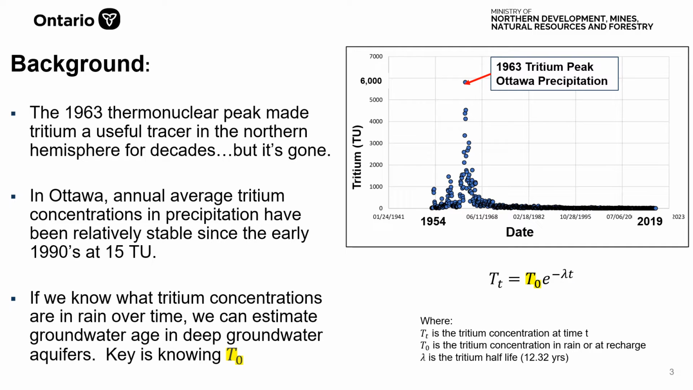So the loss of the bomb peak as a time marker means that we really don't have a good handle on our tritium input function across southern Ontario, outside of where we have precipitation monitoring. And so that means that to estimate groundwater age with tritium, you also need to sample for its daughter product, helium, which can be costly and tedious to collect.